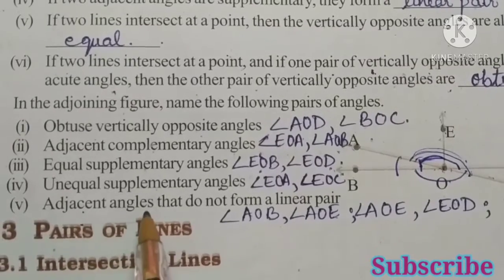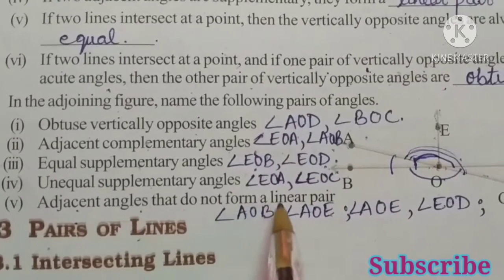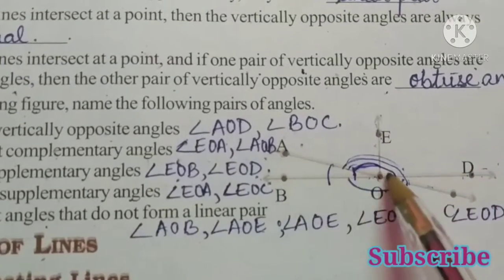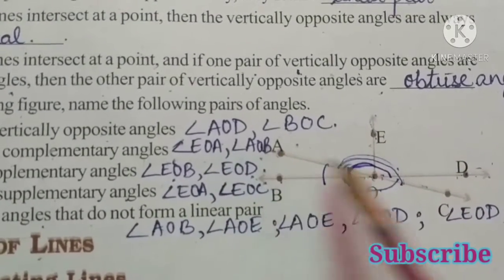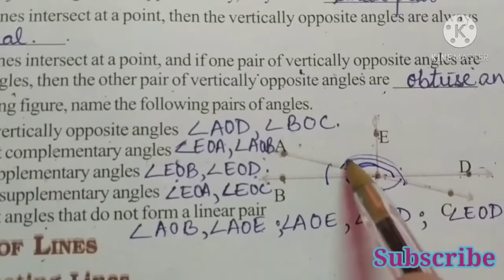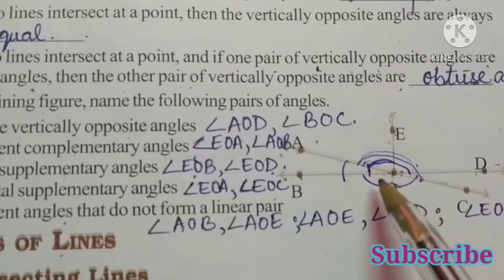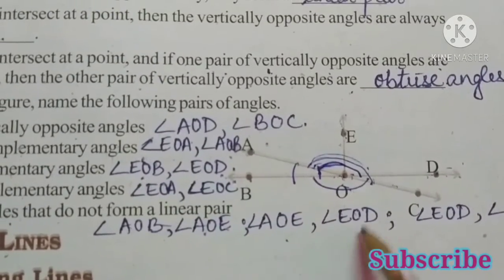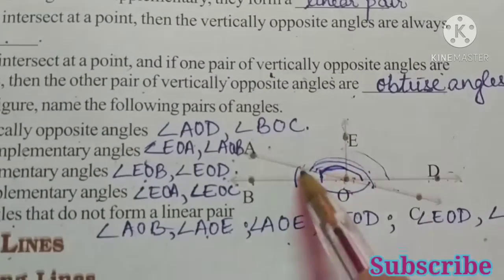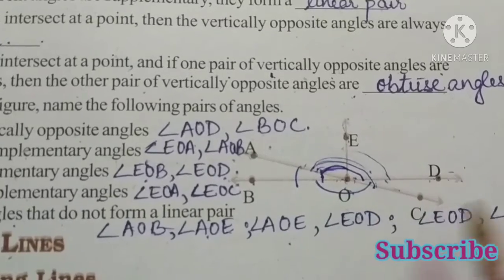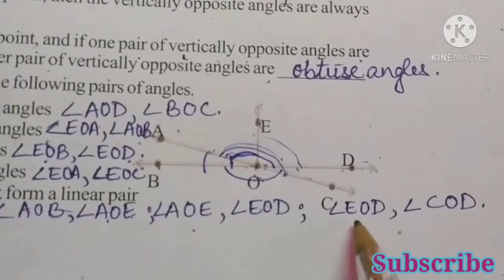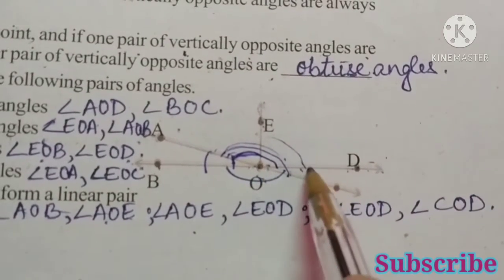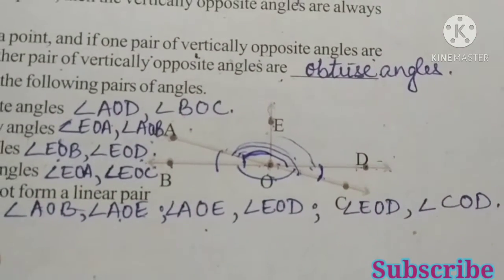Fifth, adjacent angles that do not form a linear pair. So we can see AOB and AOE. They are complementary, not a linear pair. So they are adjacent. Next, AOE and EOD. These two are also adjacent angles. And the last pair, EOD and COD. These are also adjacent angles.